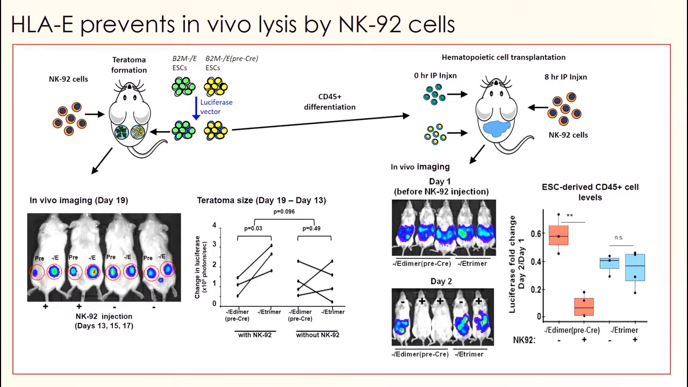and see that you get protection when you express HLA-E. You get even more dramatic results when you first differentiate these cells into hematopoietic cells and then inject them, and follow that with an injection of NK92 cells. Before you inject the NK92, you see nice labeling of the whole peritoneum. And afterwards, what you can see is the class 1 negative cells are completely eliminated by the NK92 injection, whereas the ones expressing HLA-E are not. So we can really nicely demonstrate protection in that model.